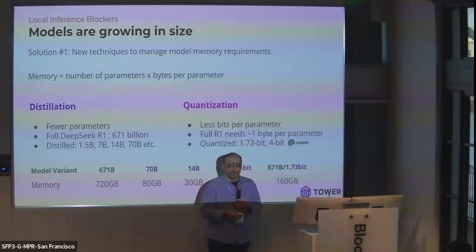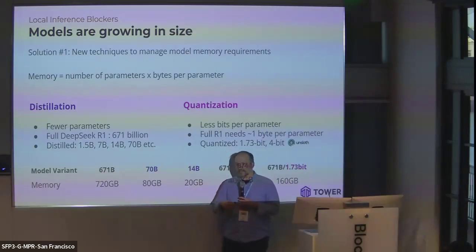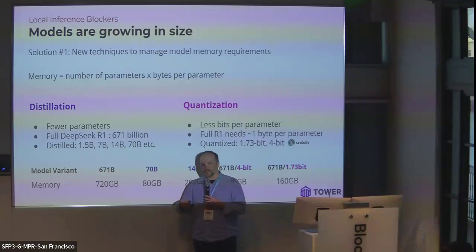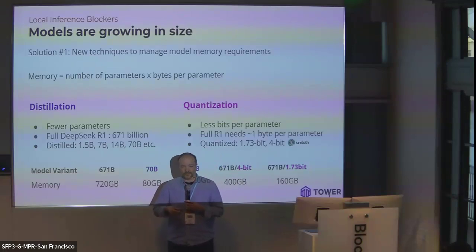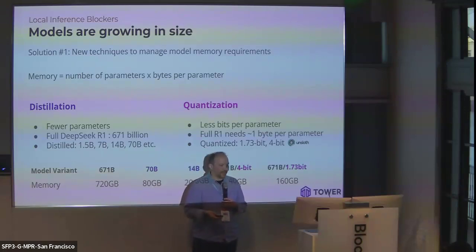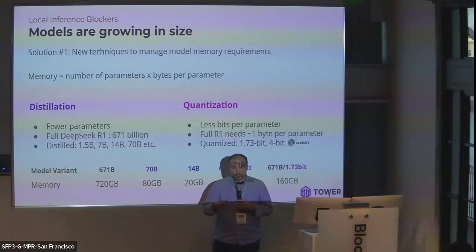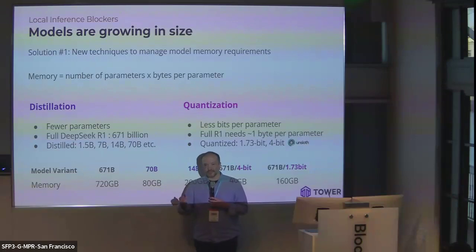The other blocker that used to be there but is not as significant anymore is that model sizes are growing. Model size is usually a combination of how many parameters you have in a model multiplied by the number of bytes you need to store this model in memory. And there are two techniques that are enabling you to still use that DeepSeek R1 model, the wonderful R1 that gives the same performance as the most expensive OpenAI's model.